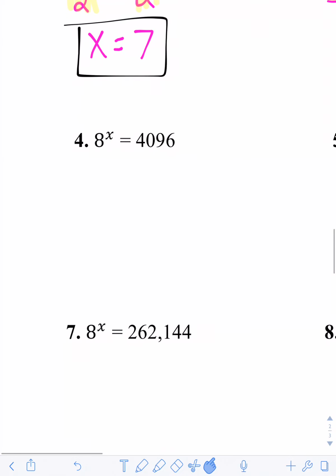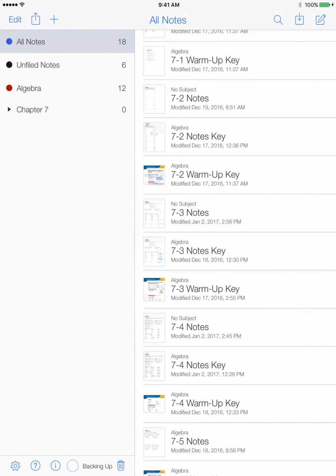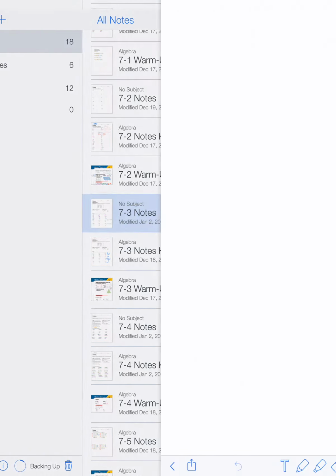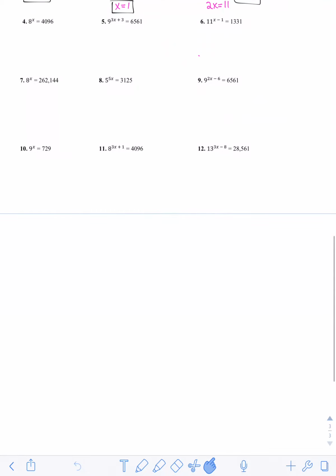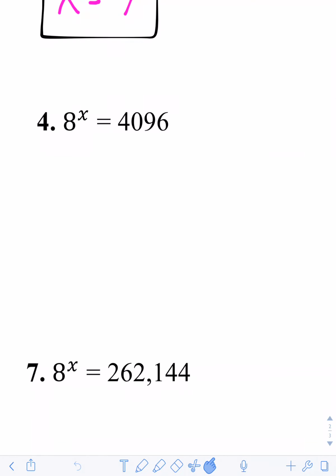Okay, so over here, I have 8 to the x power. Whoops, that's not what I wanted. There we go. Okay, so over here, we have 8 to the x power is equal to 4,096.